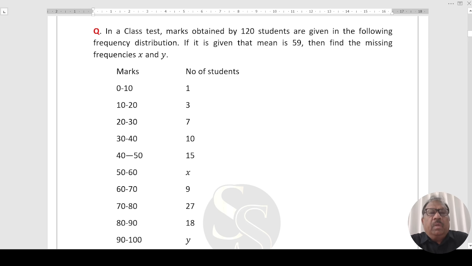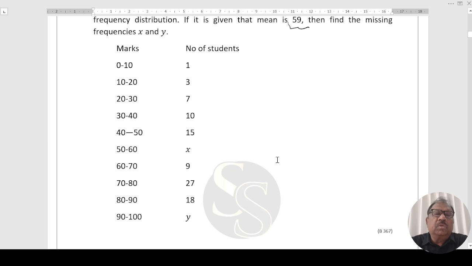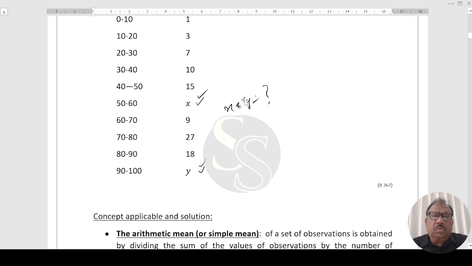Question is, in a class test, marks obtained by 120 students are given in the following frequency distribution. If it is given that mean is 59, then find the missing frequencies. Class interval is of 10, 0 to 10, 10 to 20, up to 90 to 100. And the number of students are the missing frequencies of this. We have to find the values of x and y. Now, let's start the question.